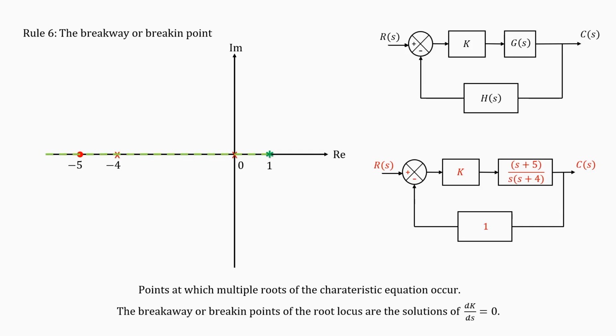What is a breakaway point and a break-in point? See, we had already drawn this basic diagram, right. We know that the root locus will start like this, and from this point the root locus will go in this direction, it cannot go in other directions, and then it will come and stop at one point. At this point there will be multiple poles, right.